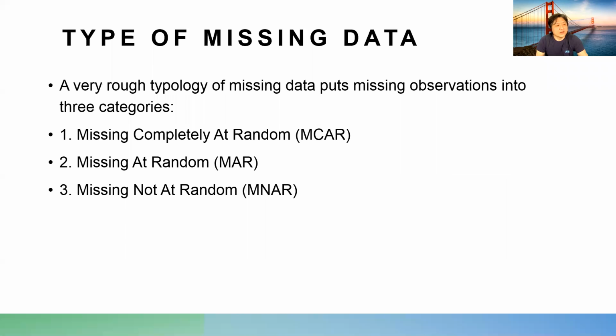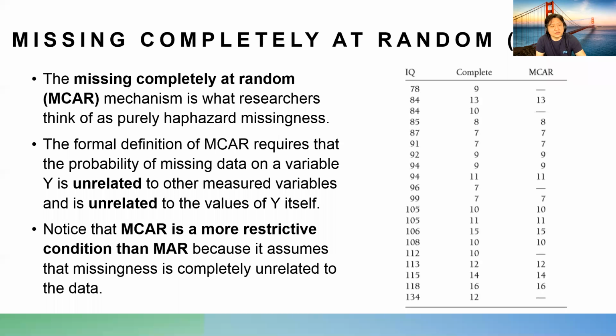We have the complete data. And then there are three different types of missing. The first one is missing completely at random, which is called MCAR, then missing at random, MAR. And the last one is missing not at random. Okay, so there are three different types of missing cases. So let's talk about missing completely at random first.